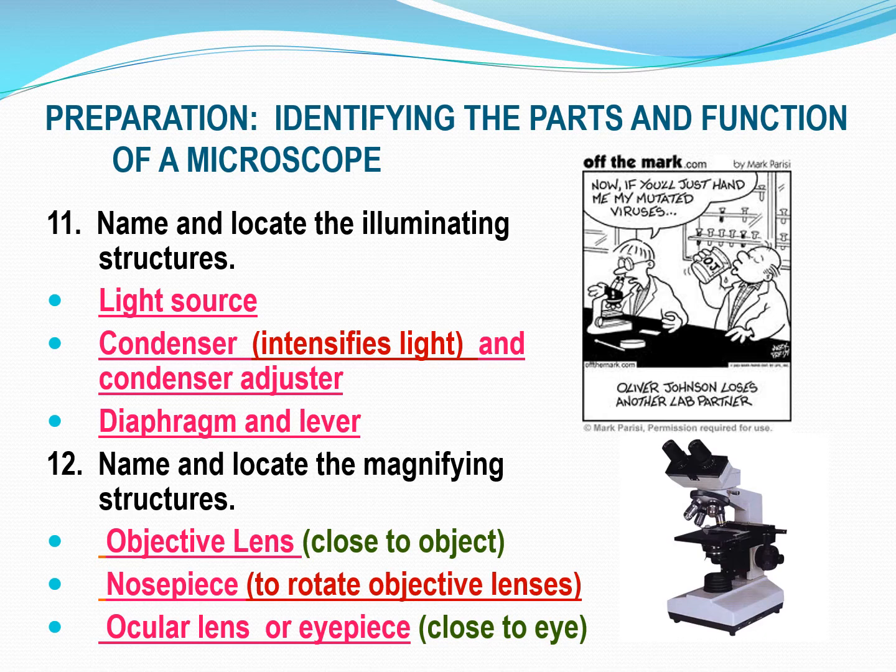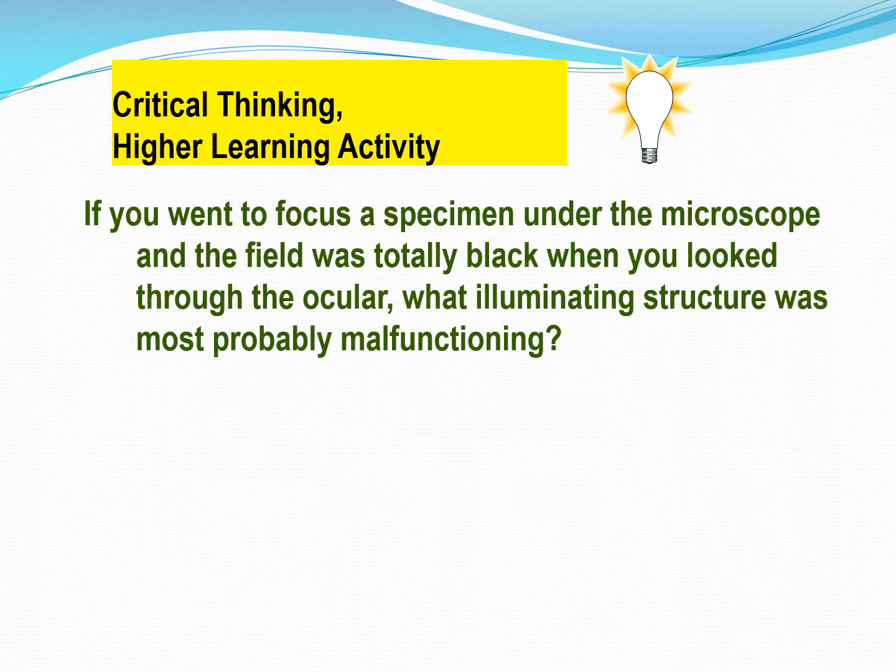Then as far as your magnifying structures, you have your objective lens that's close to the object. You have the nose piece, that's where your objective lenses are attached, and you rotate the nose piece so that you can rotate from one objective lens to the other. And then you have your ocular lens or your eyepiece, which is closest to your eye. So you can see that objective is closest to the object, ocular is closest to the eye.